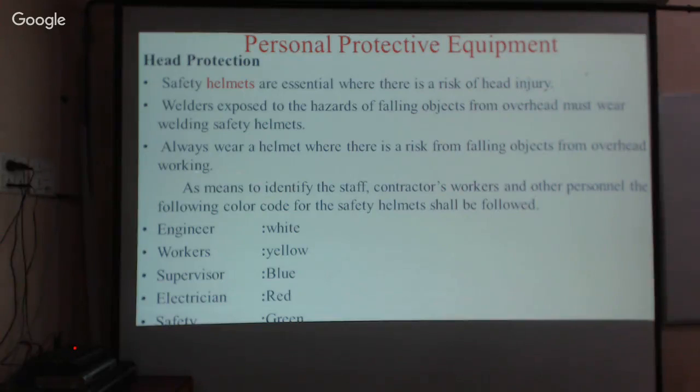As a means to identify the staff, contractors, workers and other personnel, the following color code for the safety helmets shall be followed. Engineer, white. Workers, yellow. Supervisor, blue. Electrician, red. Then safety, green. Now these are the color codes adopted in any construction or production industry.